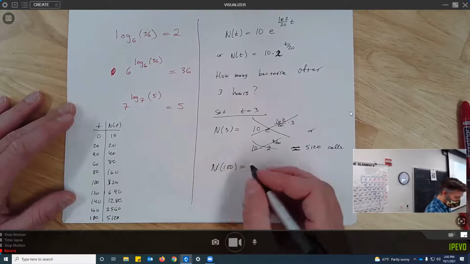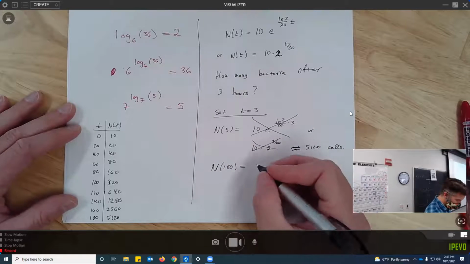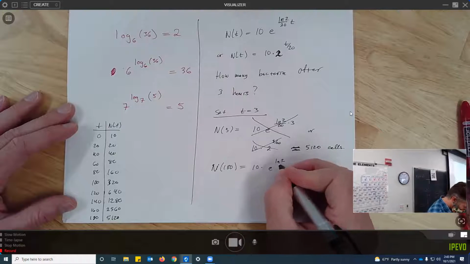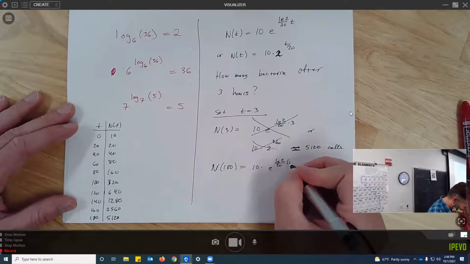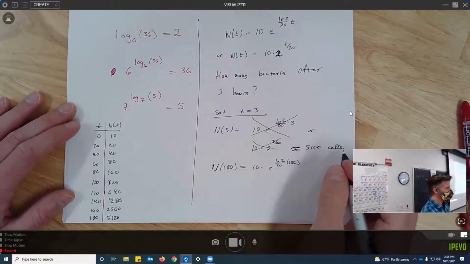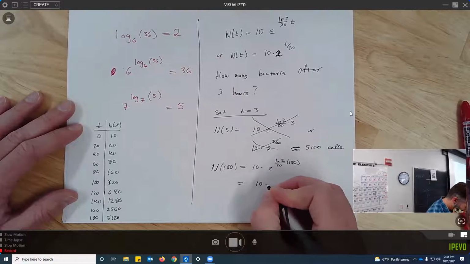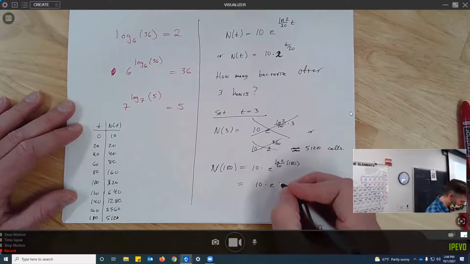So n of 180. Now it's hard to see it when you do it like this, right? 10 times e to the natural log of 2 over 20 times 180. The only simplification I would probably see there would be to write it as 10 times e to the 180 over 20 is 9, e to the 9 natural log of 2.